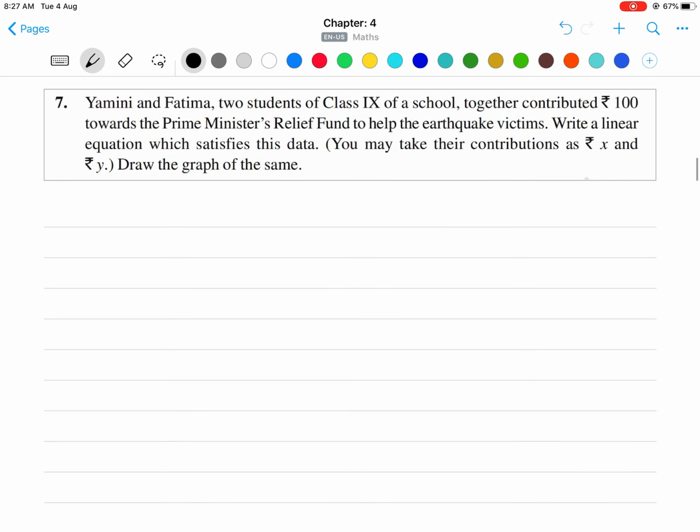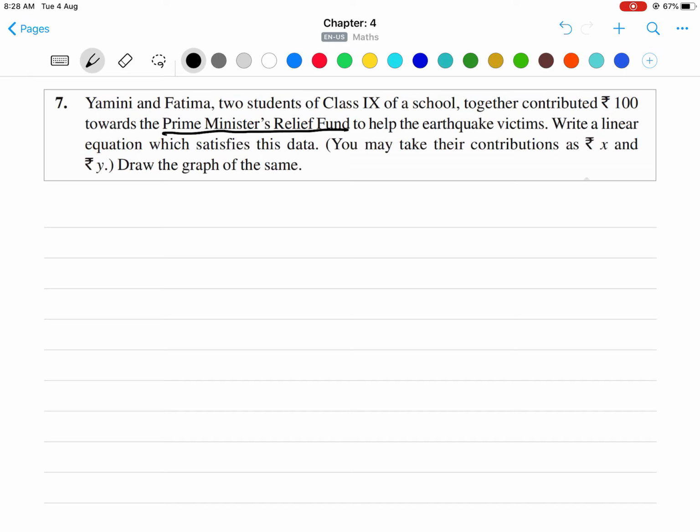Now moving to the next one, we have 2 girls named Yamini and Fatima. These are 2 students of class 9th of a school. Together they contributed 100 rupees toward the Prime Minister's Relief Fund. Okay, Prime Minister Relief Fund, like we have in the present situation in this coronavirus pandemic, the Indian government has announced another fund where people can donate, which is the PM Cares.